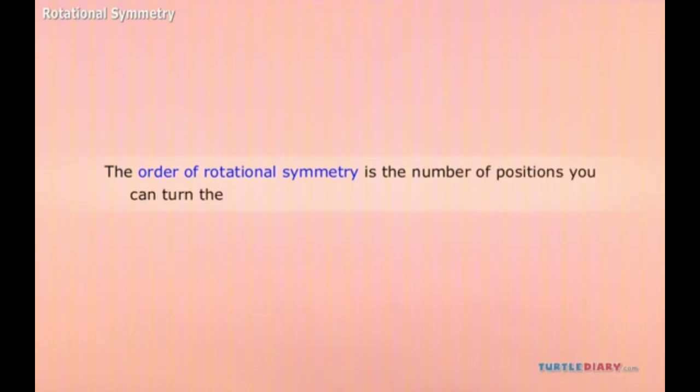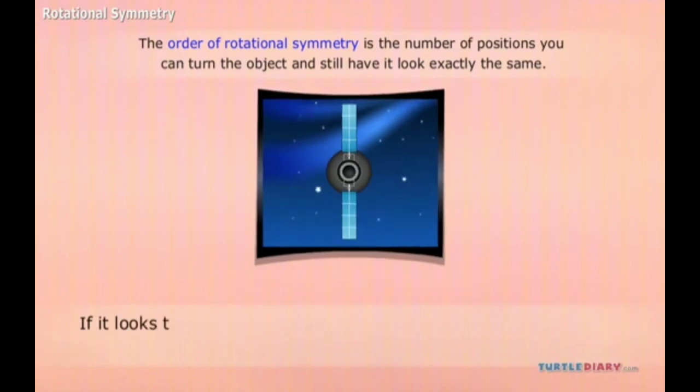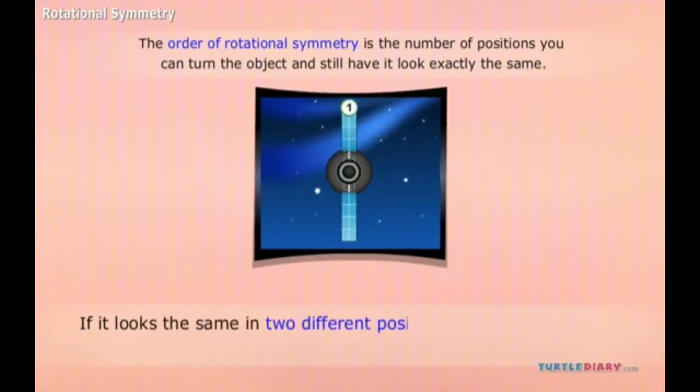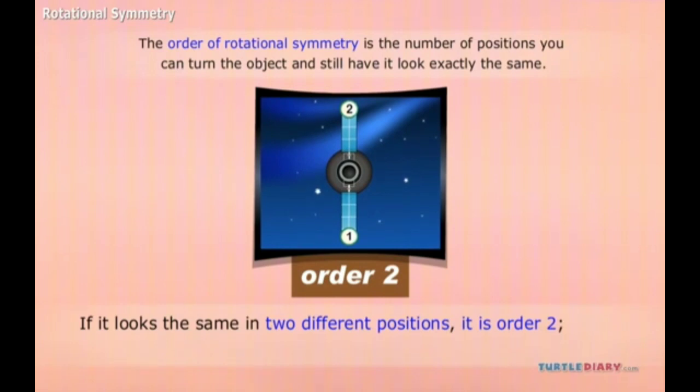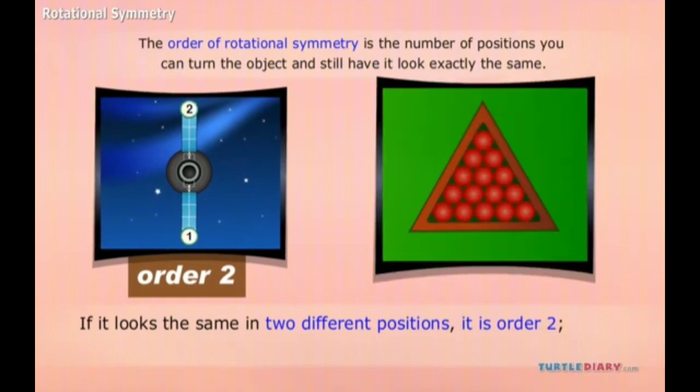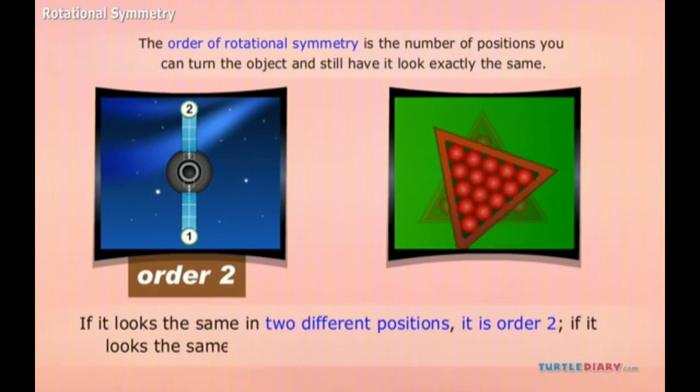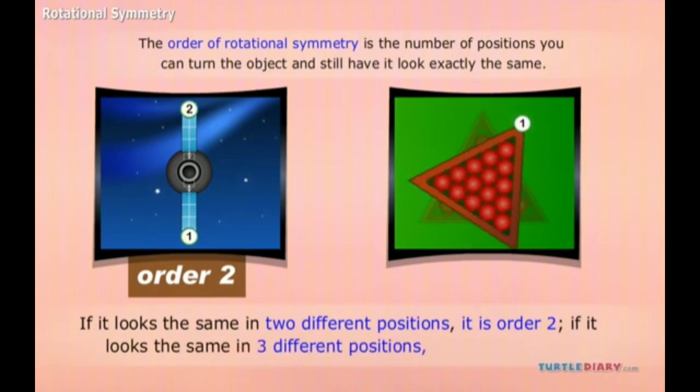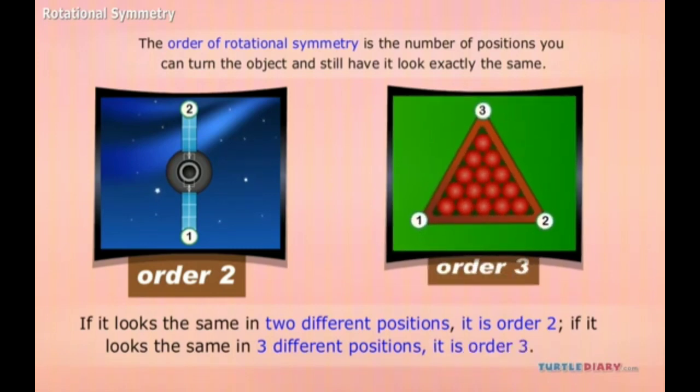The order of rotational symmetry is the number of positions you can turn the object and still have it look exactly the same. If it looks the same in 2 different positions, it is order 2. If it looks the same in 3 different positions, it is order 3.